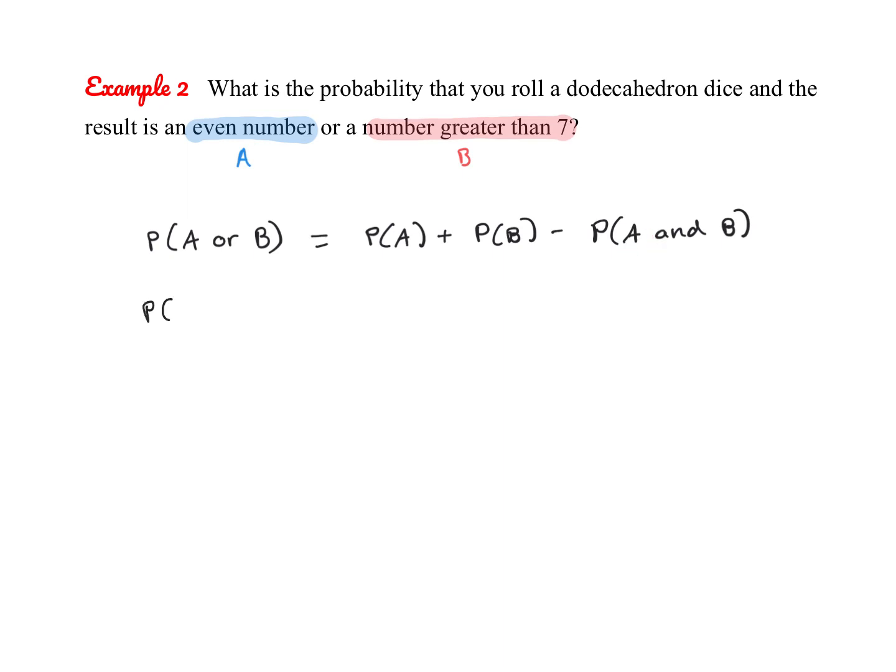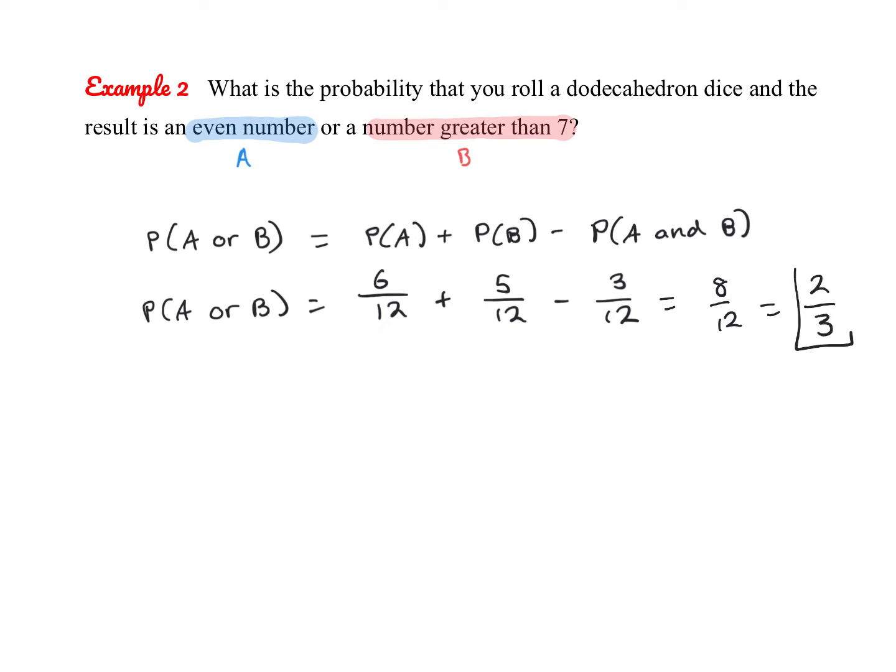So let's start with the probability of a number being even. So that will be 6 out of 12. A number being greater than 7. So that's 8, 9, 10, 11, or 12. So that's 5 over 12. But then we have to subtract the even numbers that are greater than 7. So that would be 8, 10, and 12. So that's 3 over 12. So again, this takes away the 3 elements that were counted as both even and greater than 7. So we've eliminated the double counting, and so we get 8 over 12, which is 2 over 3.